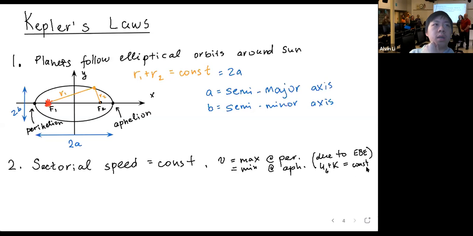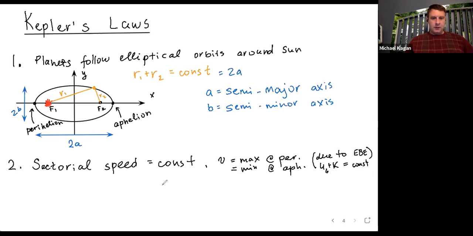When it's near the sun, the potential energy is lower, so the kinetic energy is higher, and vice versa. Very good. Makes sense to everybody? Okay, yes, exactly. This is the reason. And then, as Abhijit said, that explains why Kepler even observed that.